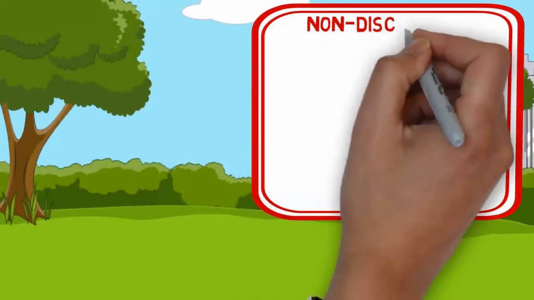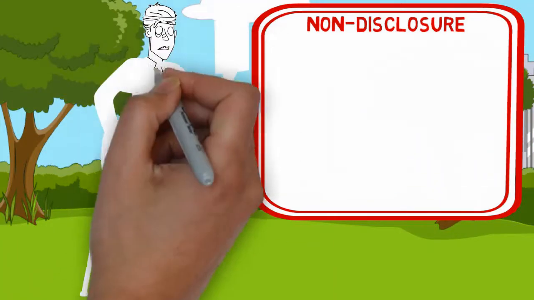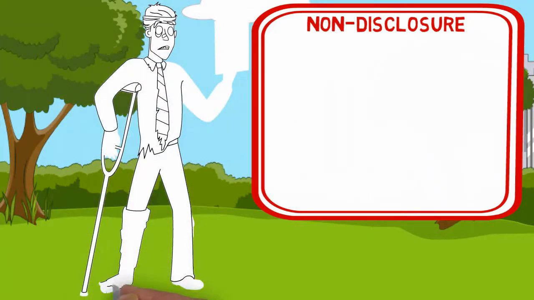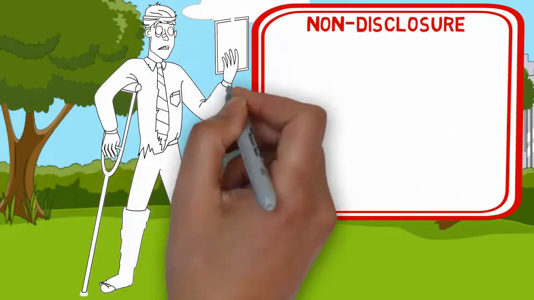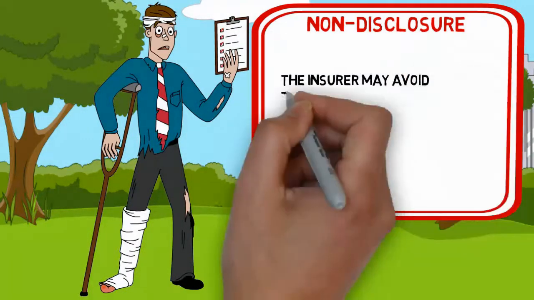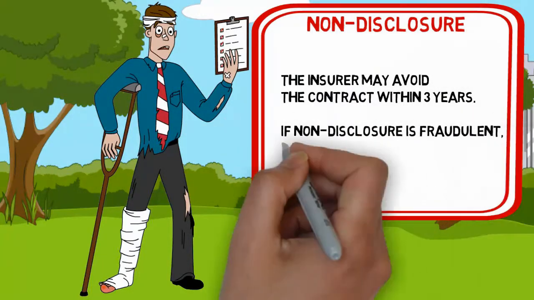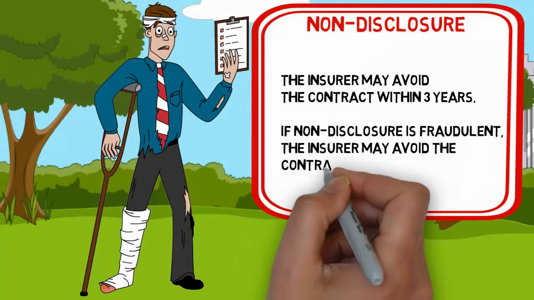Non-disclosure. If you fail to comply with your duty of disclosure and the insurer would not have entered into the contract on any terms if the failure had not occurred, the insurer may avoid the contract within 3 years of entering into it. If your non-disclosure is fraudulent, the insurer may avoid the contract at any time.